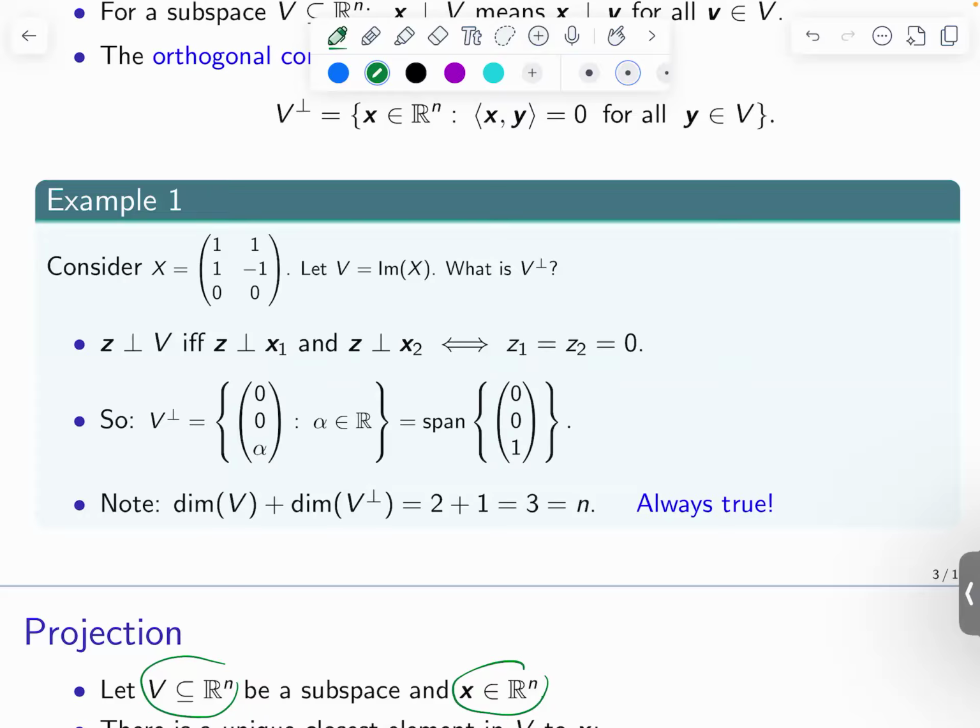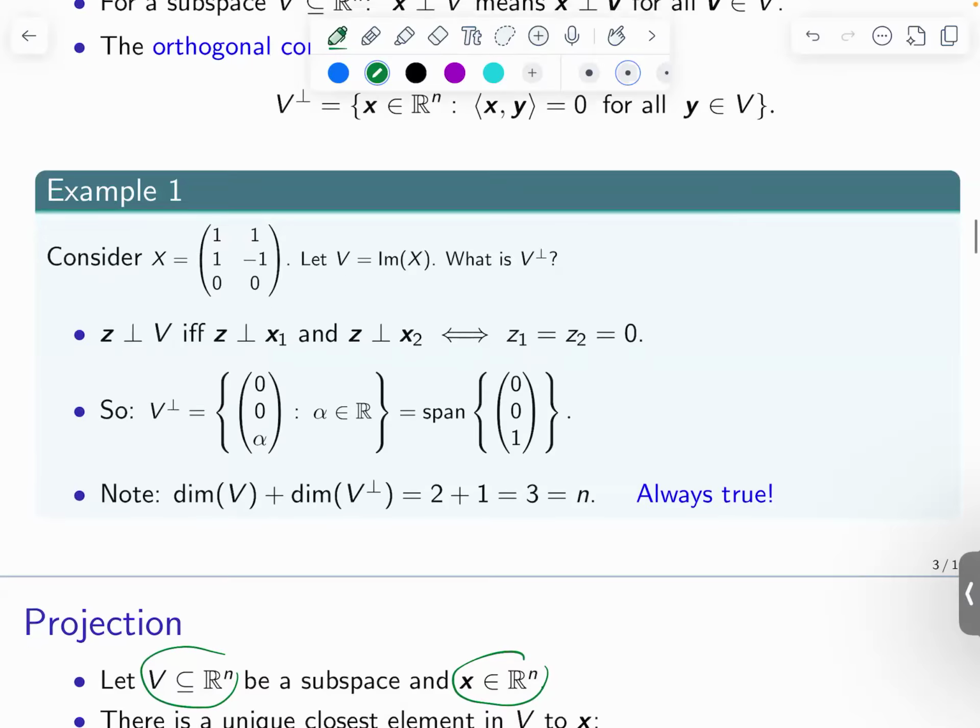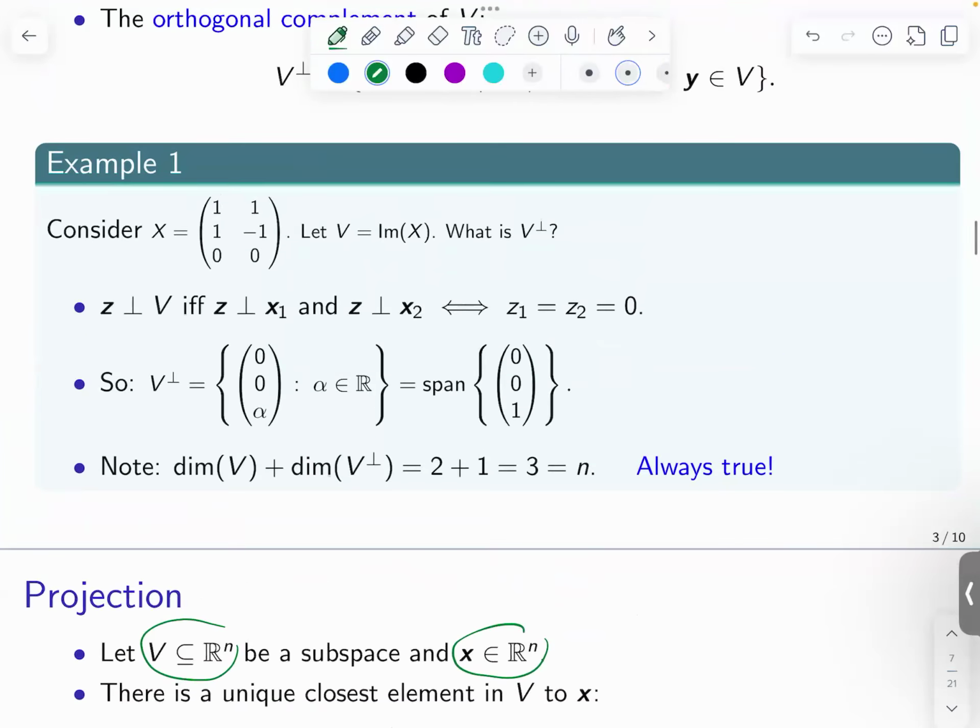So we have V, let's say I have a subspace V here, and then I have X here. We are looking for a vector in V, that's going to be the projection, such that it is closest to X. That's the first one, and it's great. So the vector in V which is closest to X is the projection. That's a very good definition.